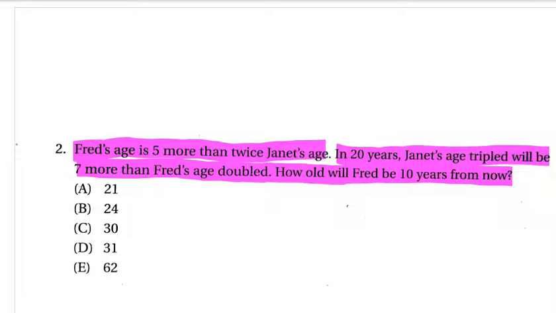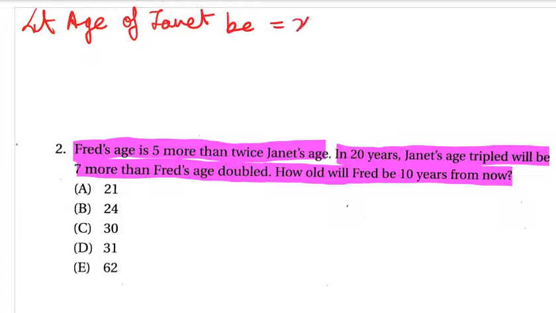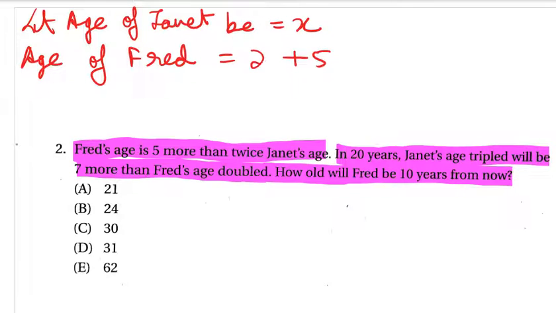Okay, so let's start. Let age of Janet be x. Now age of Fred is 5 more than twice Janet's age. 5 more than twice Janet's age. Okay. Now it says in 20 years. So let's start after 20 years.